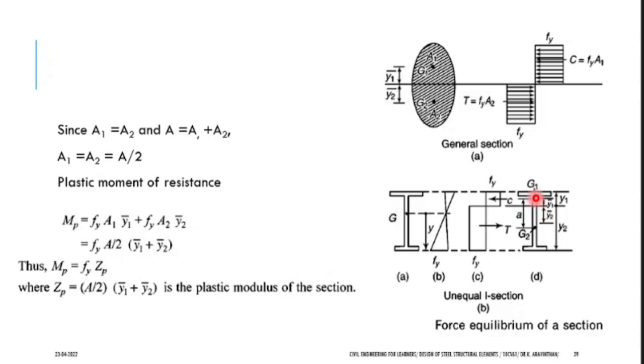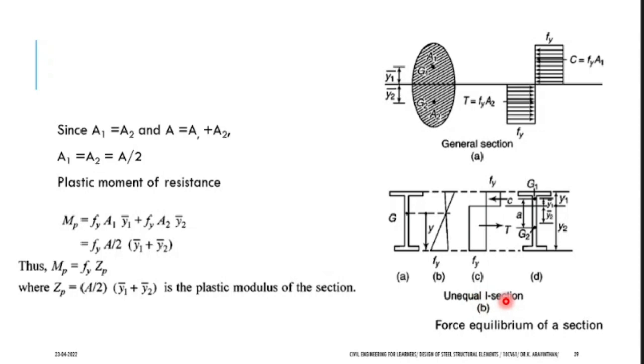You will get two shapes, and you can find the distance from the equal area axis to the centroid, which is G2, and from the equal area axis to the centroid of the first section, G1. These distances are called y1 and y2. The top part is called compression and the bottom part is called tension. This section is called an unequal I section.